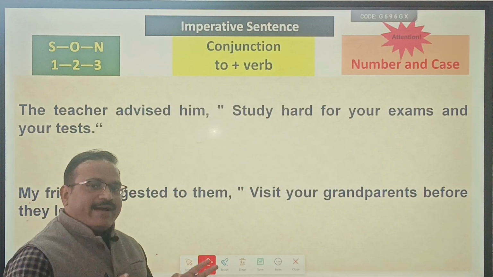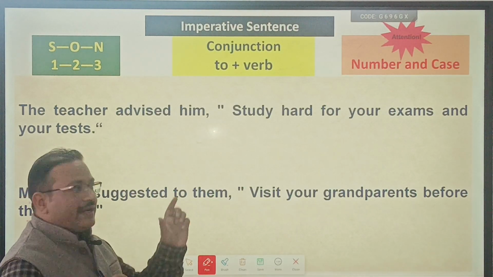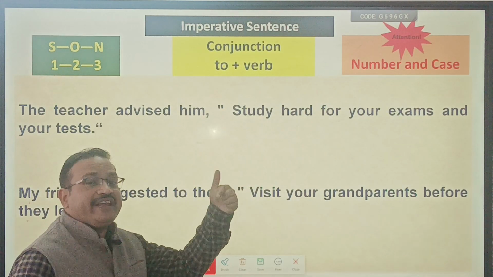Okay, friends, again, we have two more sentences. Reported speech in.